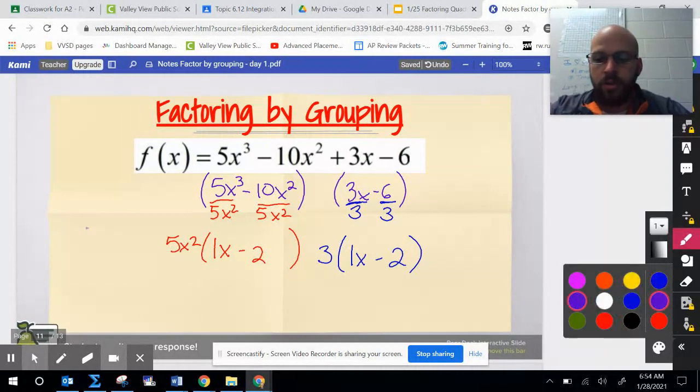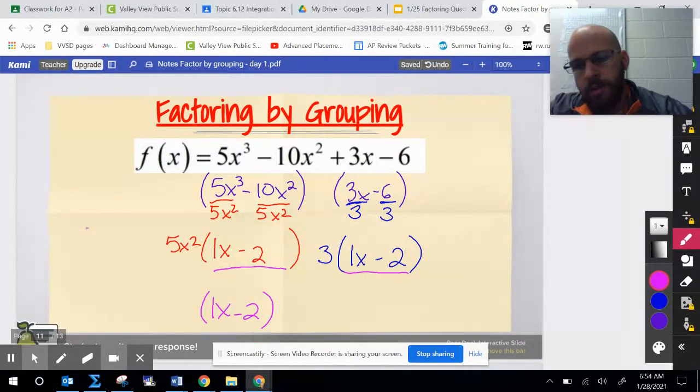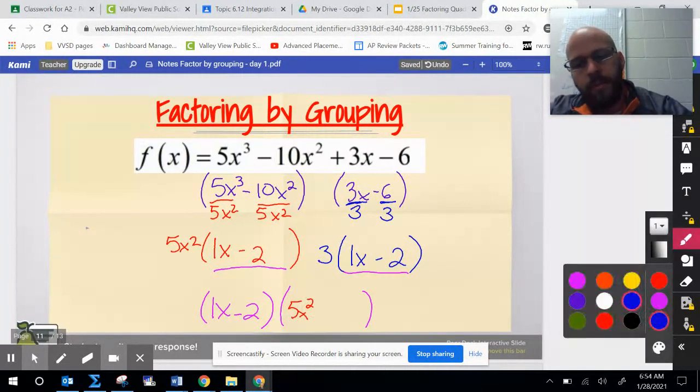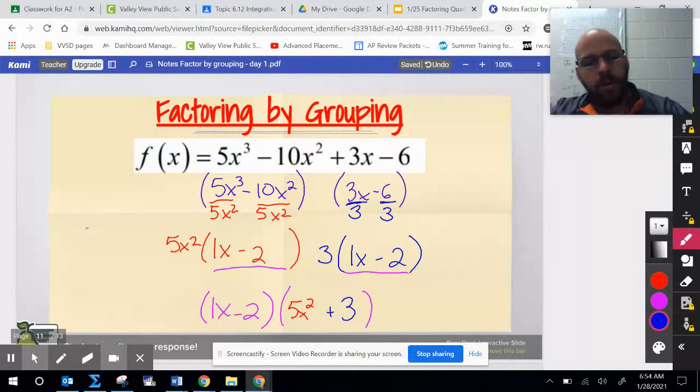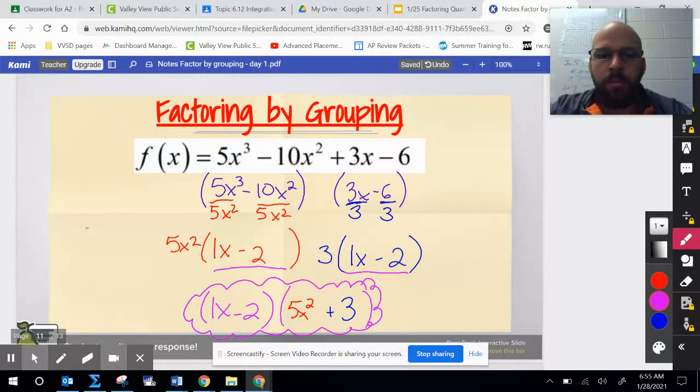So my first group for my answer, half my answer is the parentheses that they have in common. The other half of my answer is going to be made up of the greatest common factors. So I have a 5x squared and then the positive 3, right? So the pieces that were out front that we factored out of each group, that's what makes up my other grouping. And this would be my final answer. If you distribute that out, you will get back to the original function, okay?